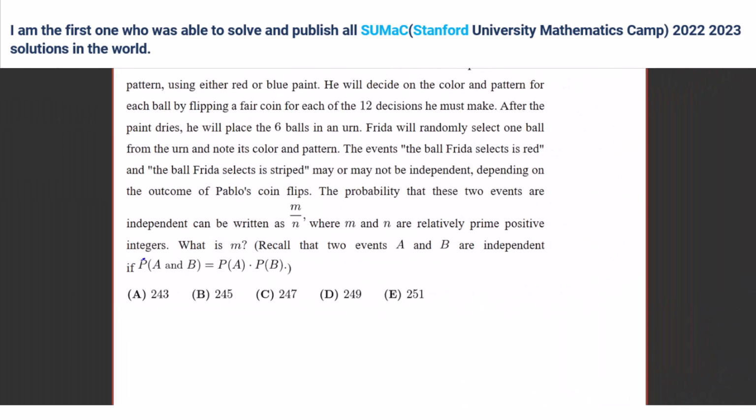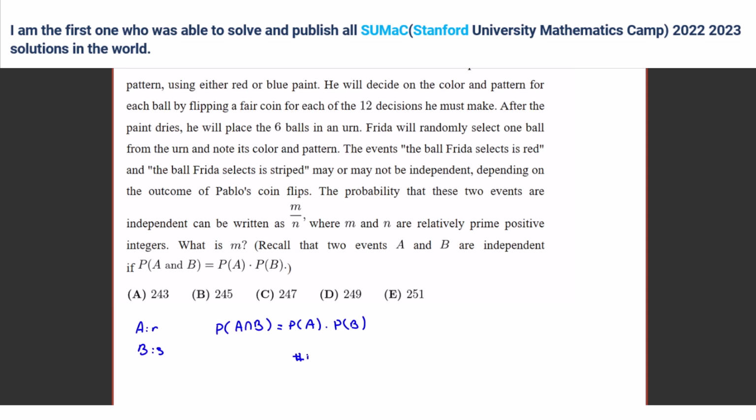It says we should have this property, right? Then we can say these two events are independent, right? Okay. Event A is red, event B is striped, right? So probability of A intersect B should be equal to probability of A times probability of B, right? Yeah.